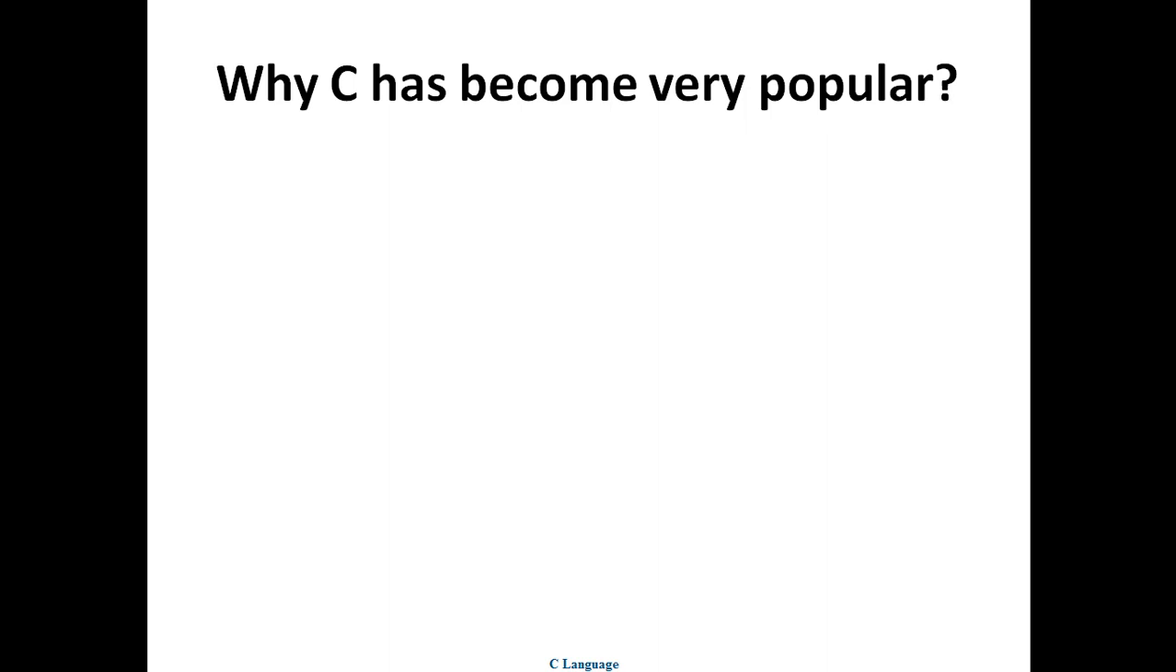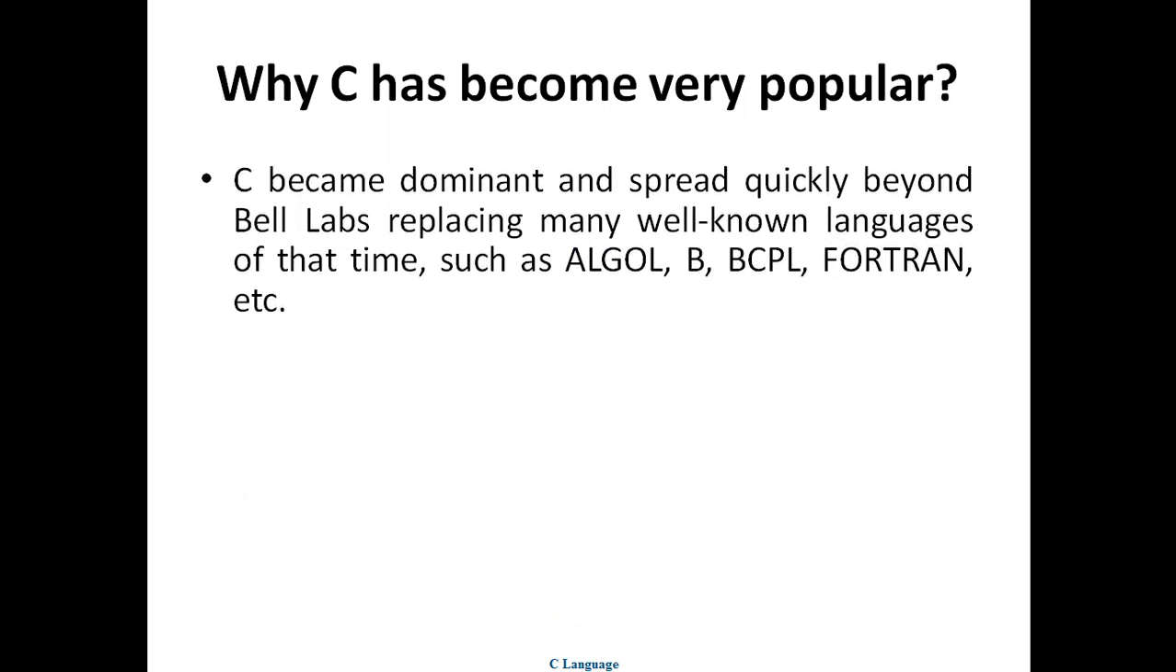So why has C become more popular? C has become dominant and spread quickly beyond Bell Labs, replacing well-known languages of that time such as Algol, B, BCPL, Fortran, etc., because it is used to write operating systems and also used to develop programs, databases, editors, compilers, etc. So that's the reason it has become more popular.